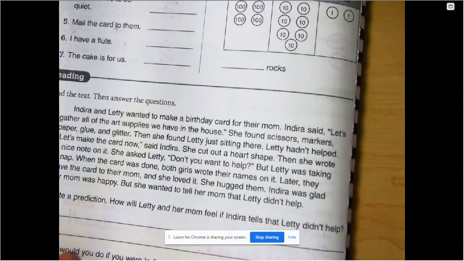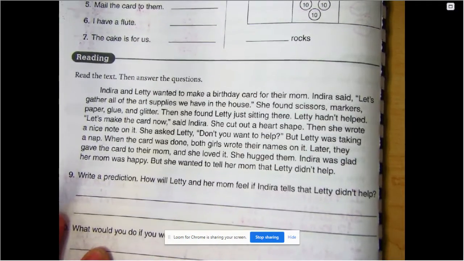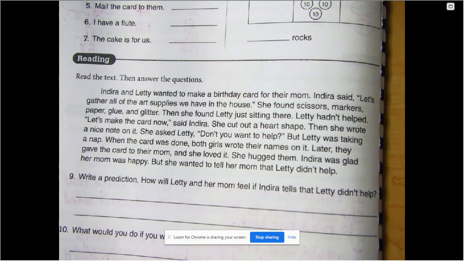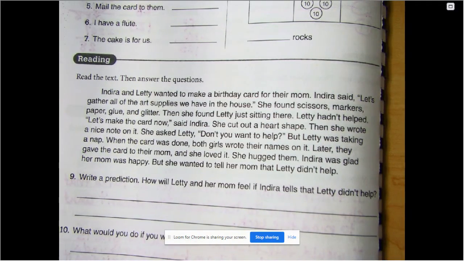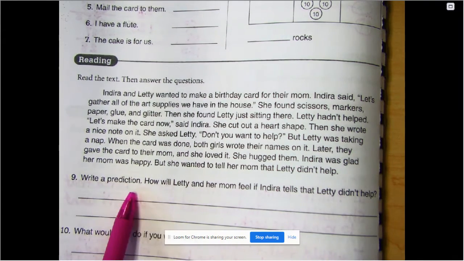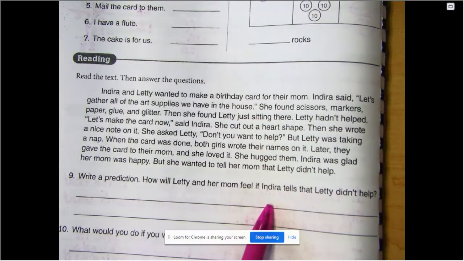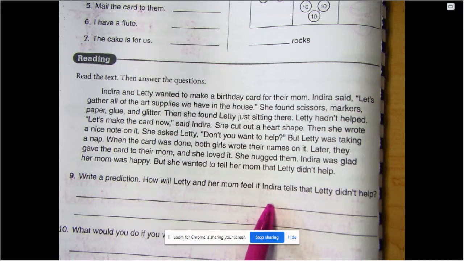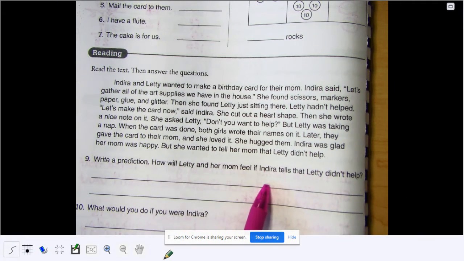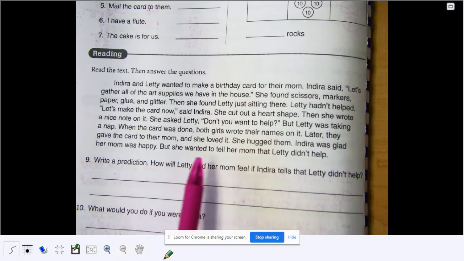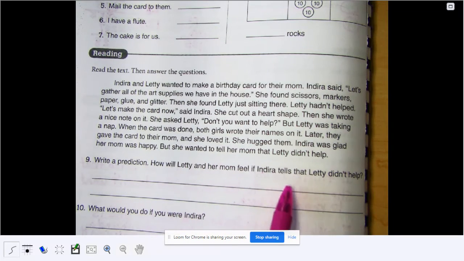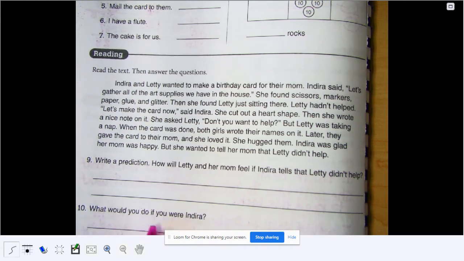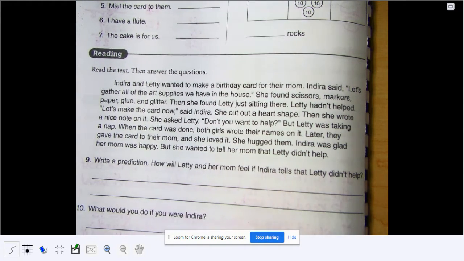All right. And then at the bottom, it says, read the text, then answer the question. So let's look at the questions first before we read the text. Number 9 says, write a prediction. How will Letty and her mom feel if Indira tells that Letty didn't help? And number 10 says, what would you do if you were Indira?